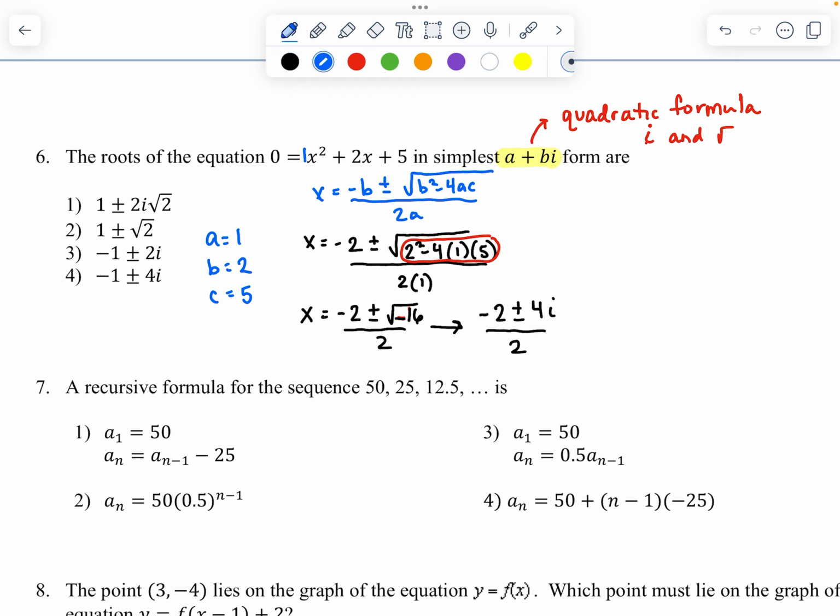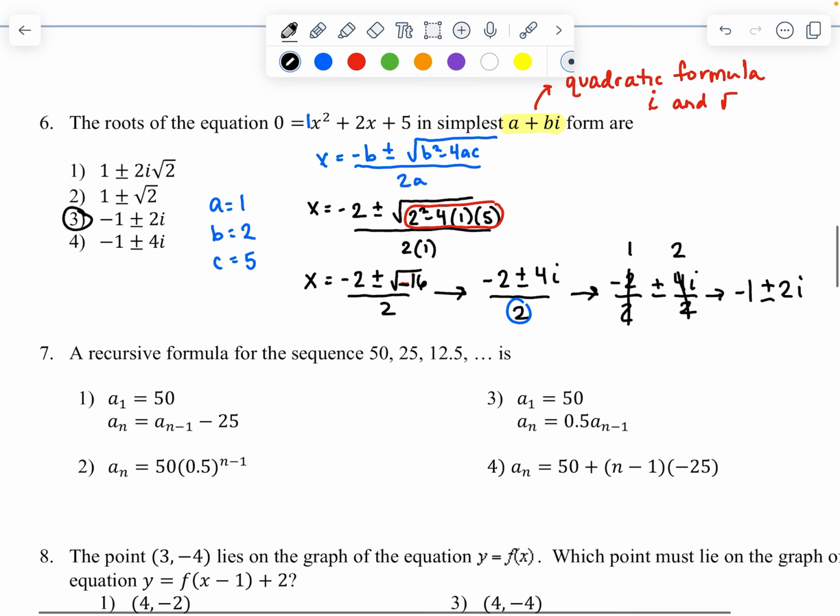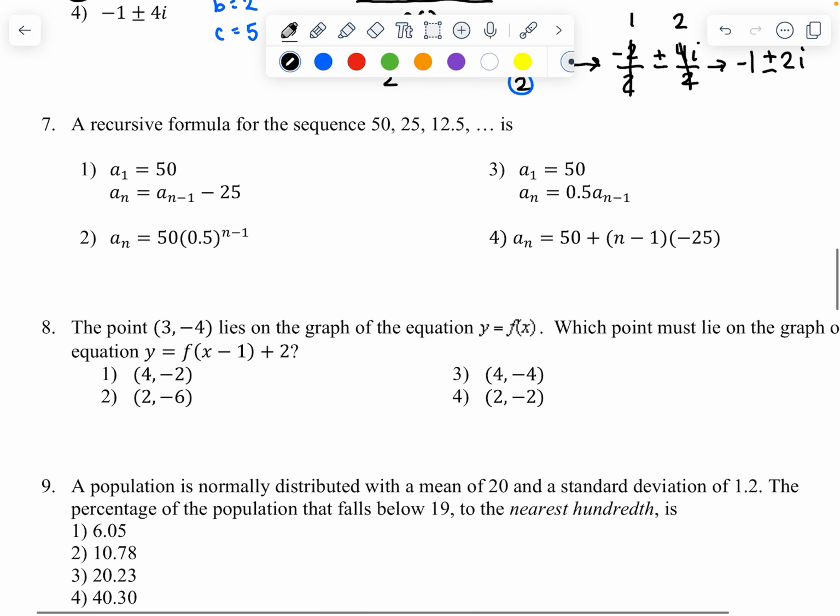Okay? Now, this 2 belongs to the -2 and the 4i. So now when we simplify, 2 divided by 2 is 1, and 4 divided by 2 is 2. So I'm going to have -1 plus and minus 2i, which is going to be choice 3. Okay? All right. Number 7.